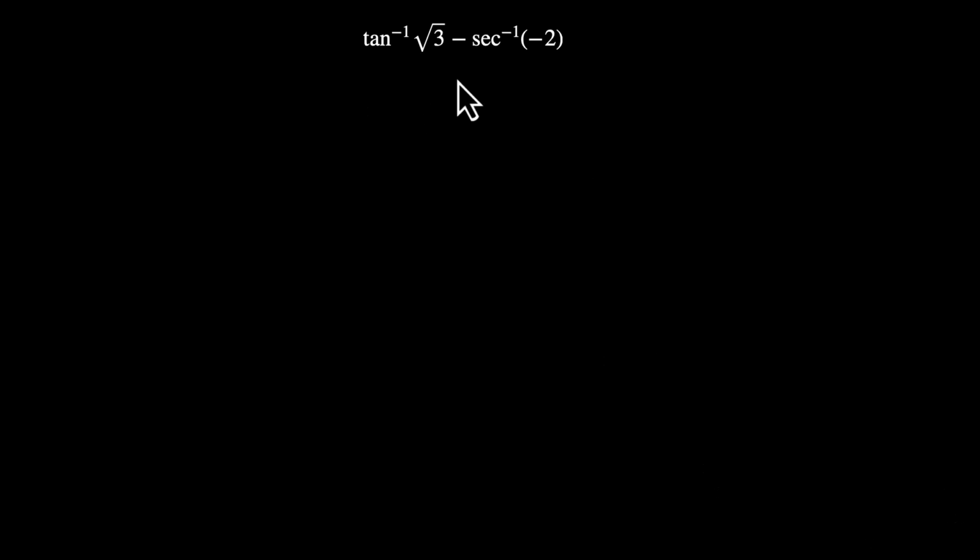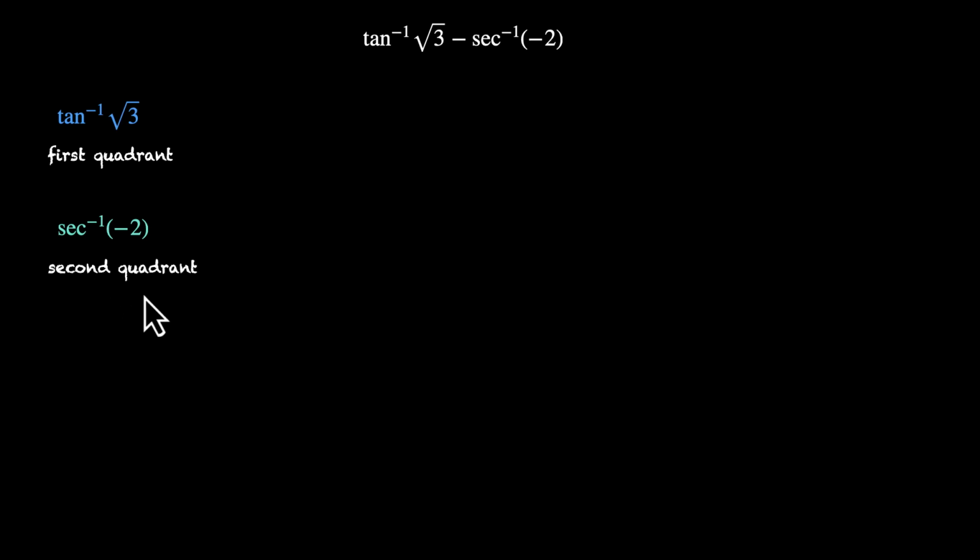Tan inverse root 3 minus sec inverse minus 2. Pause the video, give this a try. Okay, let's write the inverse functions. Tan inverse root 3 and sec inverse minus 2. Let's find the quadrants first. Tan inverse root 3. So this is positive, which means we're looking for an angle in the first quadrant. Sec inverse minus 2. This is negative, which means we're looking for an angle in the second quadrant.